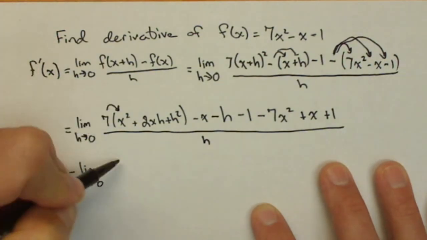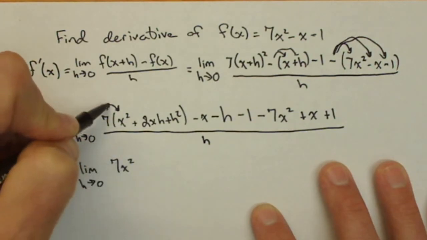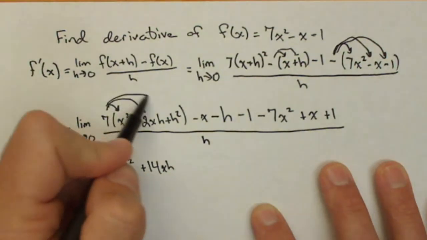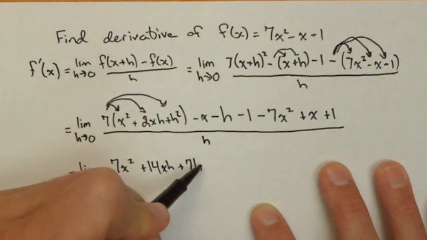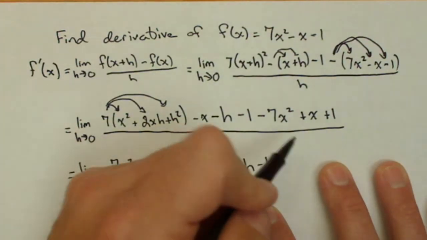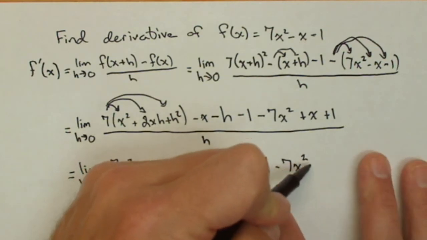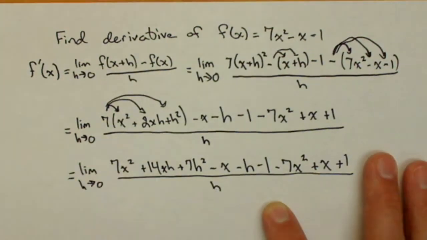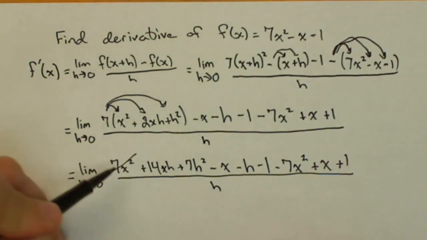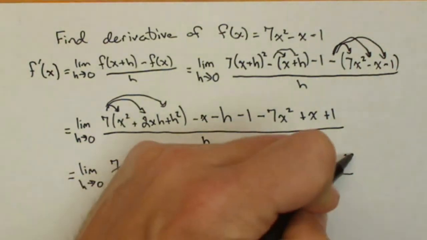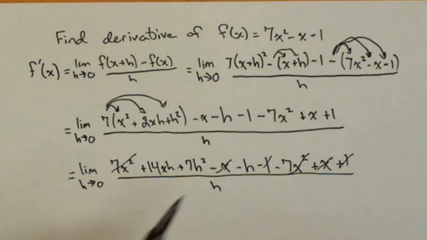We do need to distribute the 7. So 7x squared plus 14xh plus 7h squared minus x minus h minus 1 minus 7x squared plus x plus 1 all over h. Now we can go ahead and see what cancels. 7x squared and minus 7x squared, negative x and positive x, negative 1 and positive 1. And we've gotten rid of everything that we can.